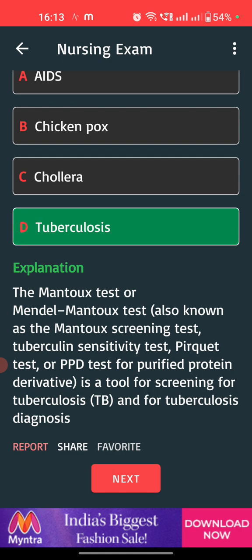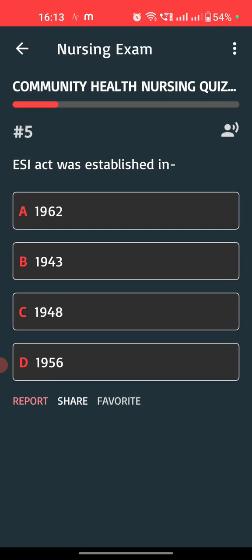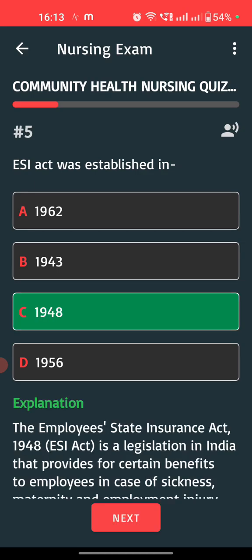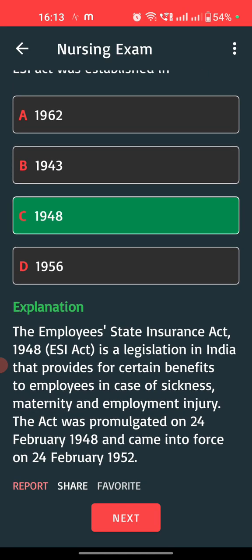tuberculosis diagnosis. The ESI Act was established in: A. 1962. B. 1943. C. 1948. Correct answer. The Employees State Insurance Act, 1948 (ESI Act), is a legislation in India that provides for certain benefits to employees in case of sickness, maternity and employment injury.